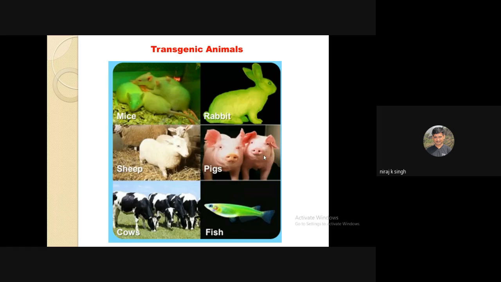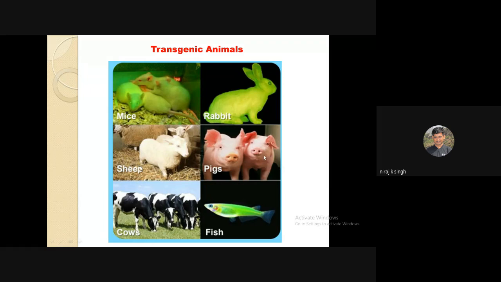Then transgenic animals. These are some pictures of transgenic animals. These are fancy animals. You see, these are not normal colored animals. They have some green fluorescence color. By use of genetic manipulations, transgenic animals or genetically modified organisms have been produced. In this picture, a transgenic mouse and a transgenic rabbit are represented. These transgenic animals have green fluorescent protein, which gives fluorescence color in UV light.